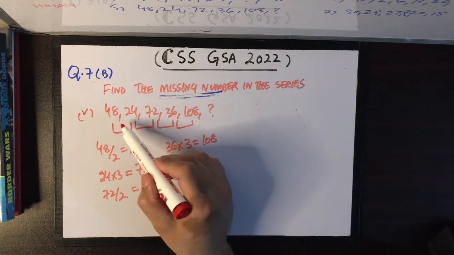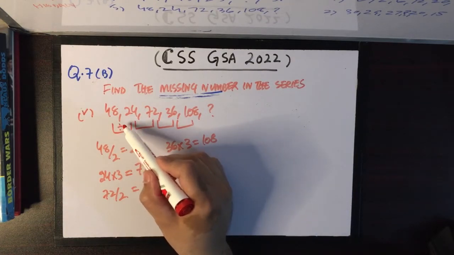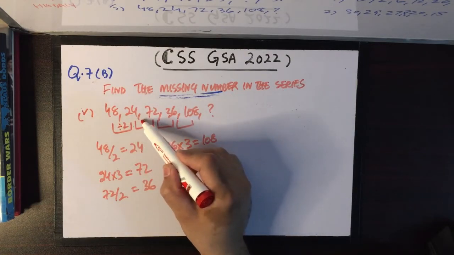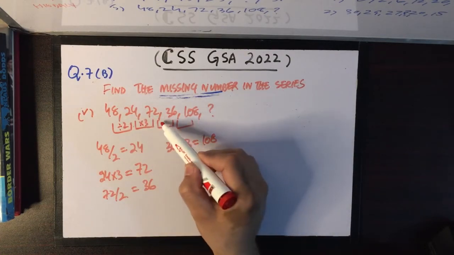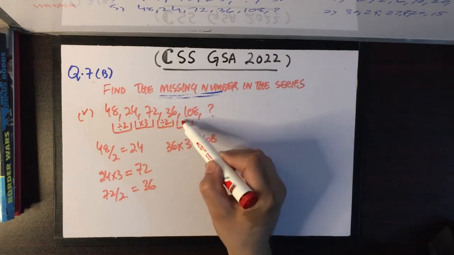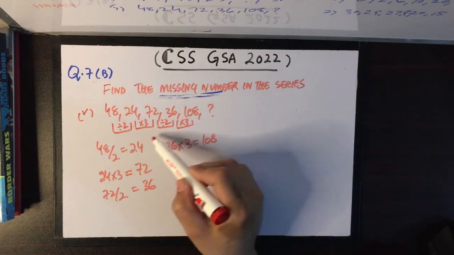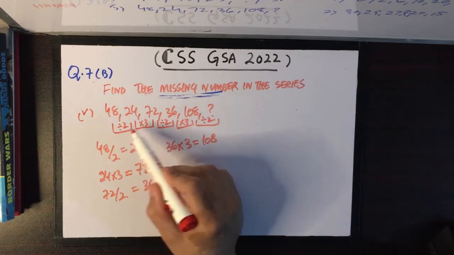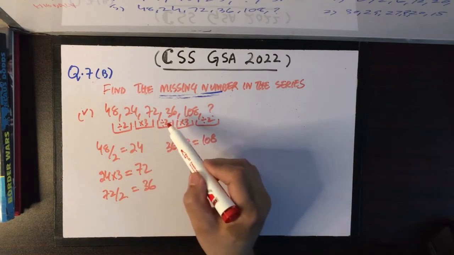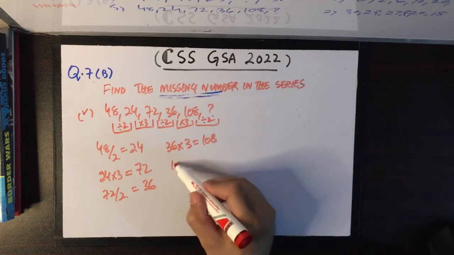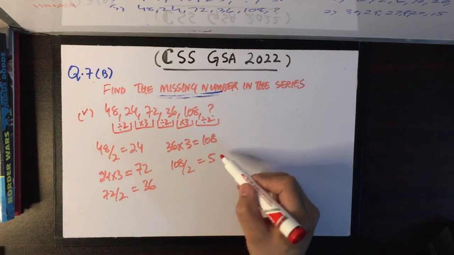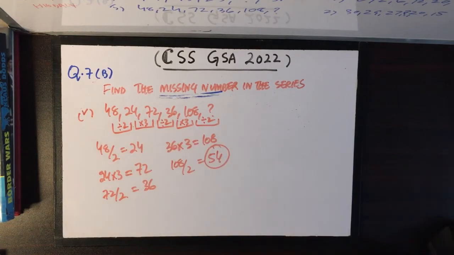This series is following divided by 2, multiplied by 3, divided by 2, multiplied by 3. The next operation would be divided by 2. So 108 divided by 2 is 54, I think. Yes, it's 54. That's our answer.